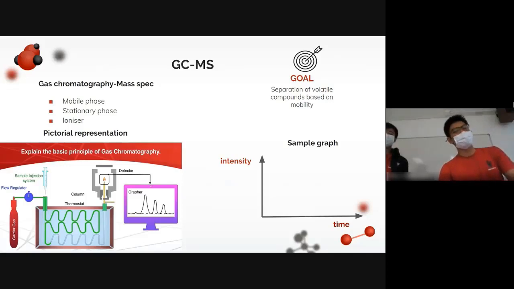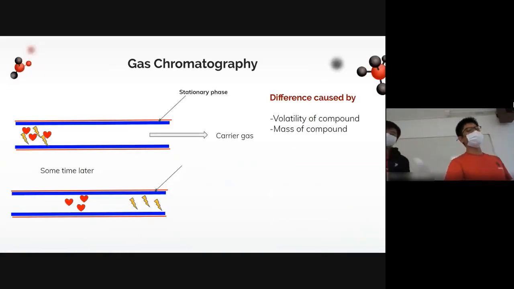So now we're explaining more about how this thermostat works in separating these compounds to produce the sample graph. I drew some thick lines here. There are heart shapes and lightning bolts, as you can see. These heart shapes and lightning bolts are pushed by a carrier gas through the gas chromatography machine. In this case, the lightning bolts move faster, while the heart shapes move slower.